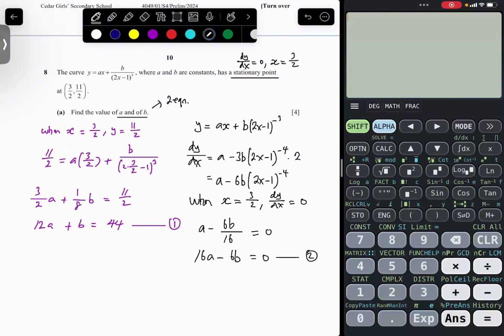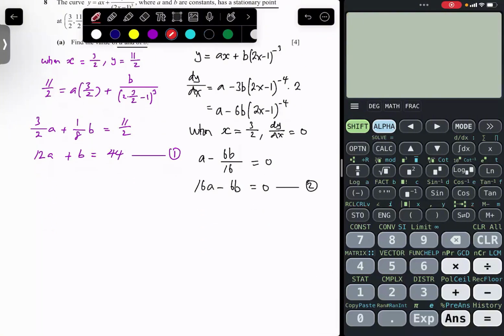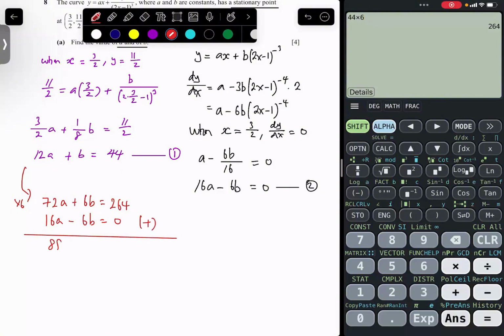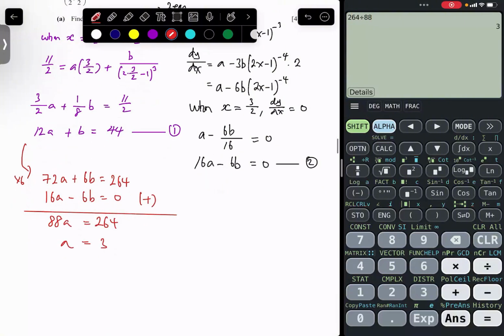Equation 2. Over here, we can do whatever you want, substitution or elimination, both are fine. For me, for linear equations, I prefer to do elimination. So what can I do? I can multiply equation 1 by 6. So I'll get 72a plus 6b equals 44 times 6, 264. And 16a minus 6b equals 0. Add up both sides of the equation, so I get 88a equals 264. a should equal 3. Nice number, 3. Now 16a minus 6b equals 0, so 16(3) minus 6b equals 0. 6b equals 48, and b equals 8.